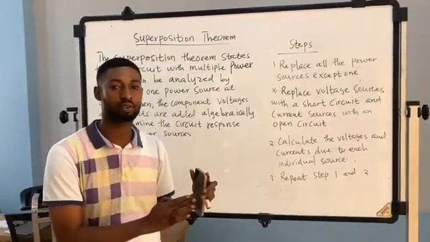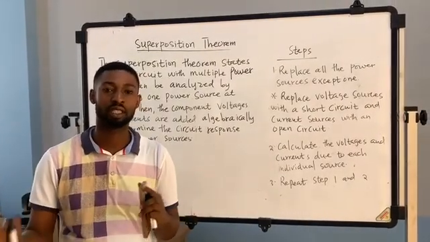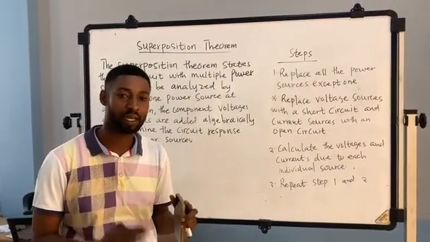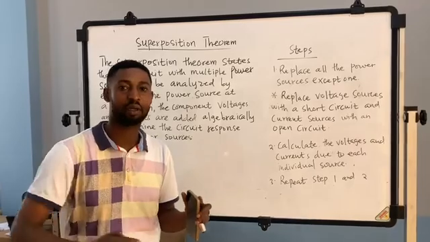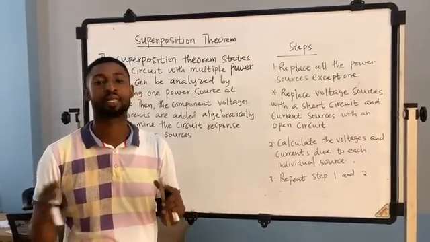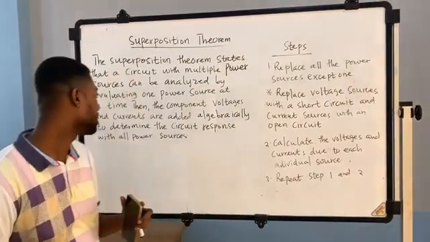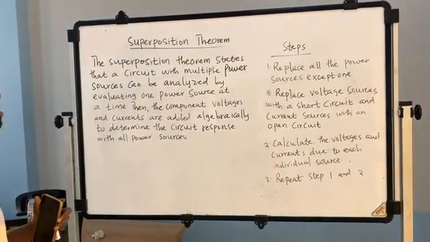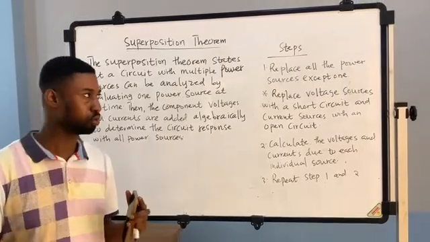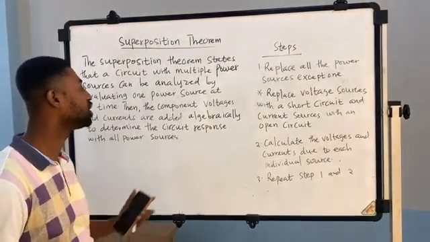So you take one power source, you deactivate the other one, then you solve for the current and voltage flowing through the circuit. Once you are done, you deactivate that one, then you work with the other power source. Then you also calculate the voltage and current through the circuit. These are the steps to follow whenever you want to solve a question with respect to superposition theorem.